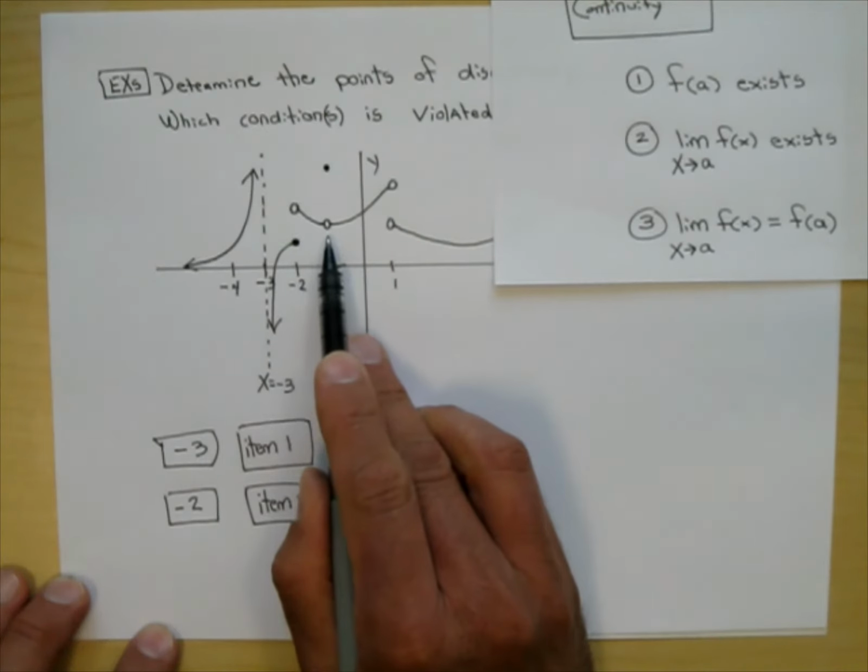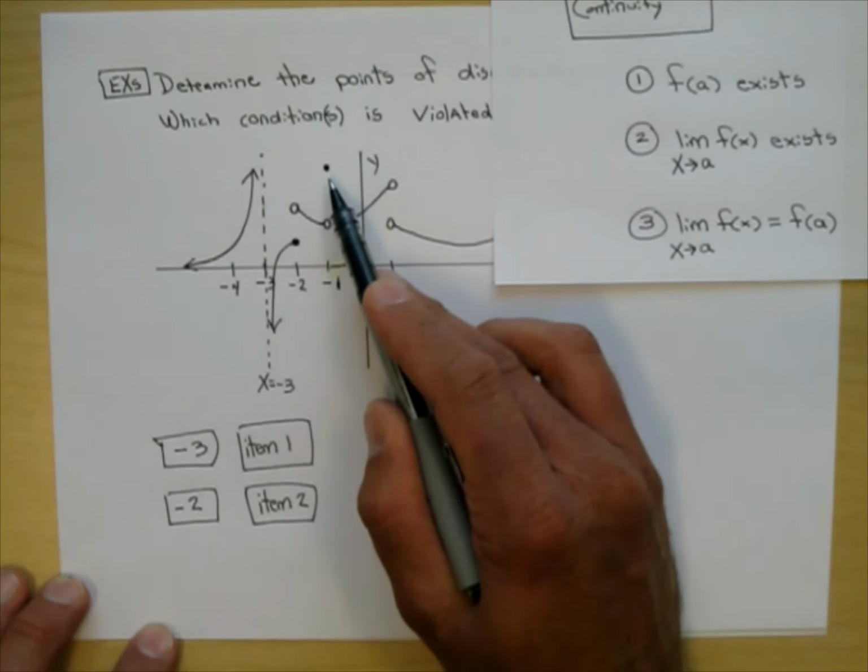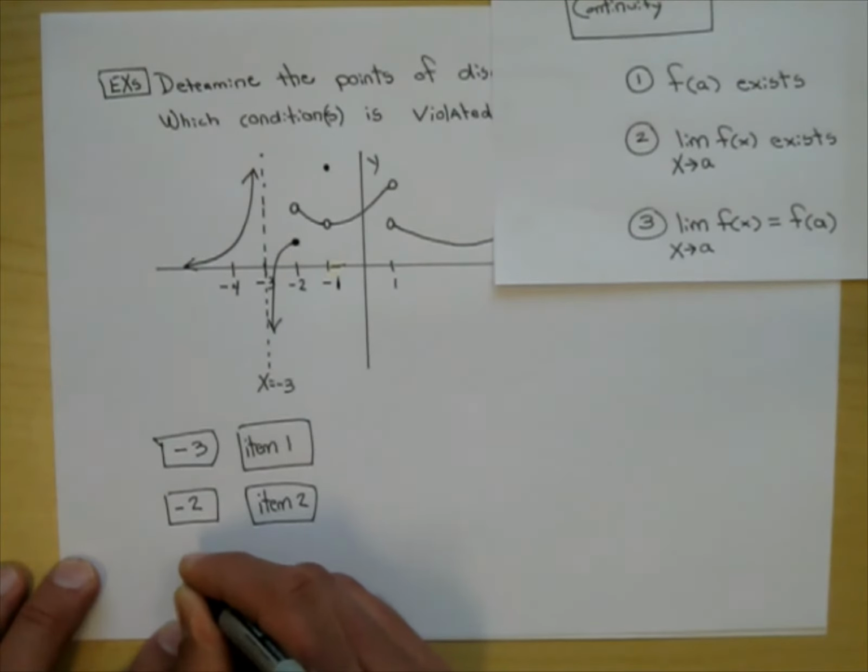Okay, my next discontinuity is at negative 1. It looks like there's a hole in the graph, and then right above it is a point. So negative 1 is the next point of discontinuity.